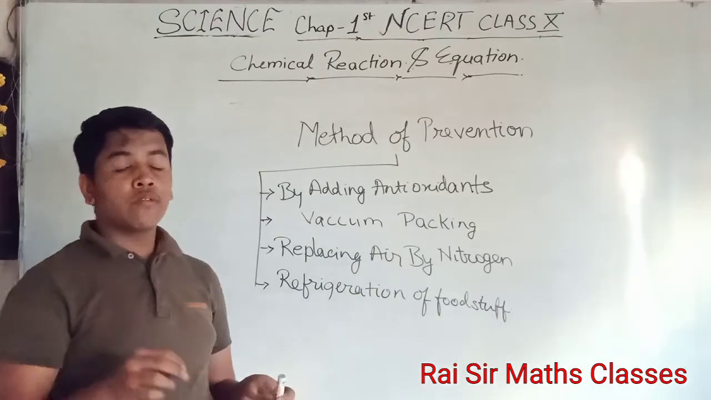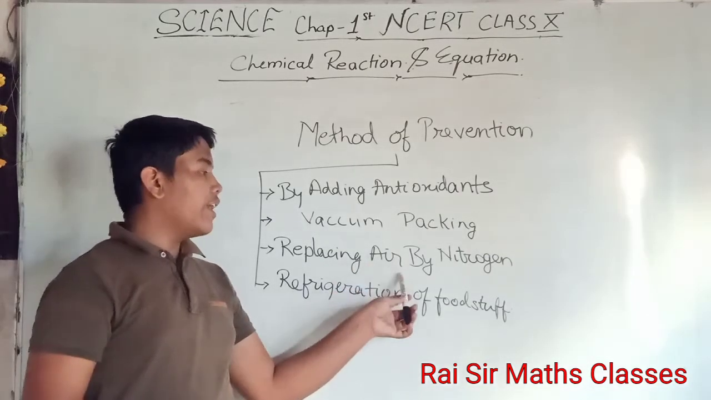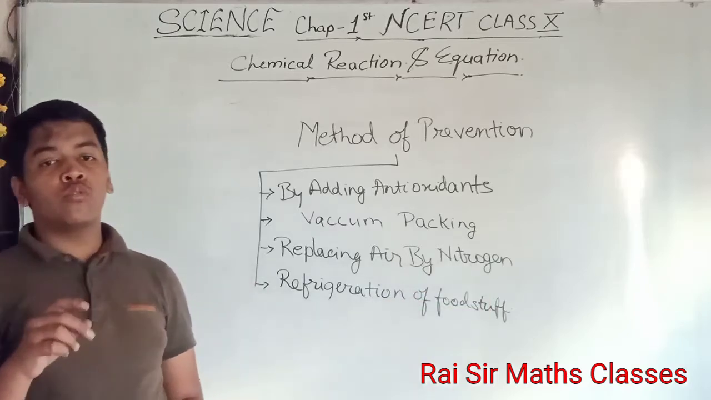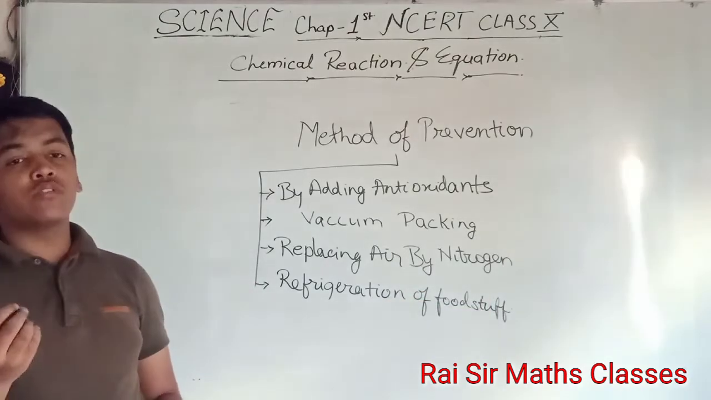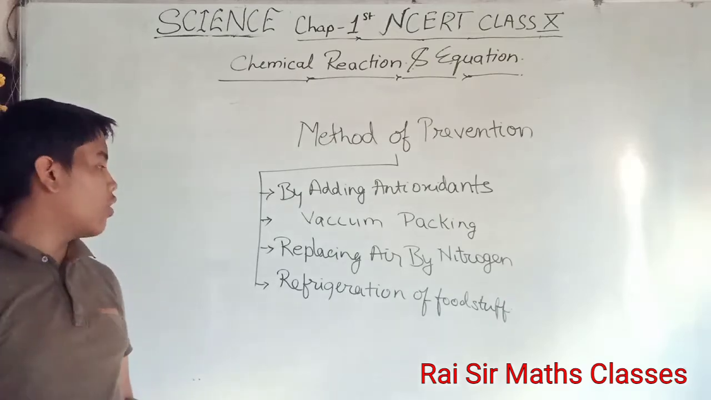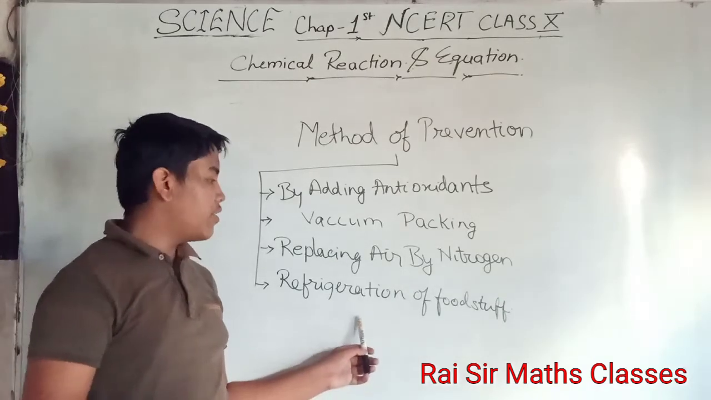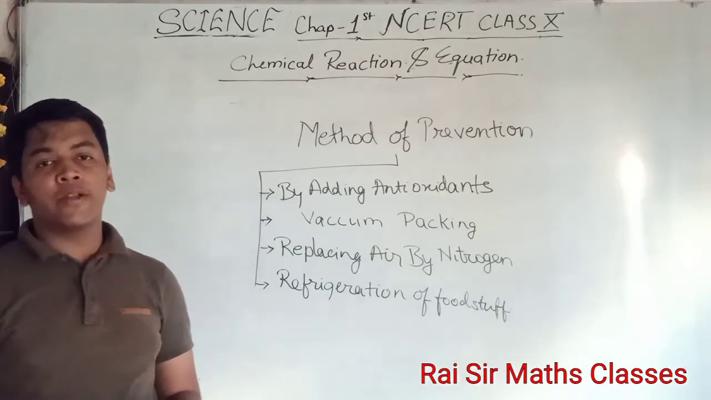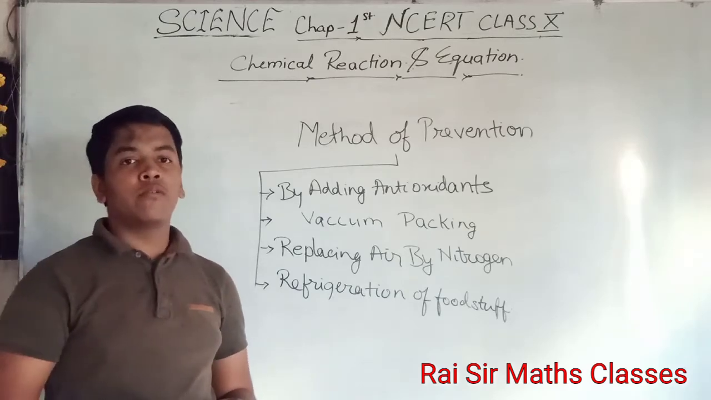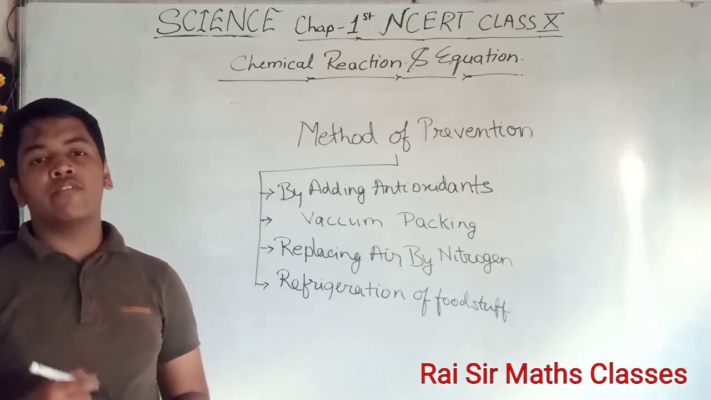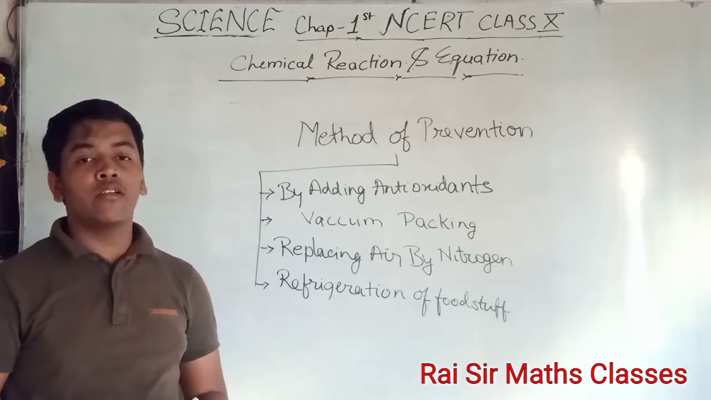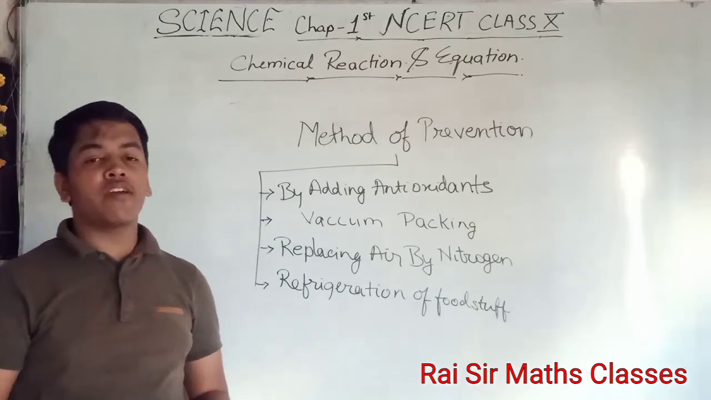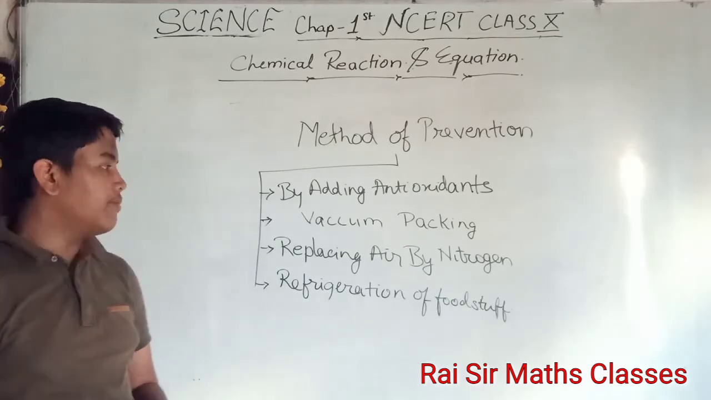So we are replacing air by nitrogen to use a food item for a long time, or we can refrigerate the foodstuff for a long period of time. As you know, mangoes are available in the winter season also. How is it preserved? It is refrigerated for a long period of time.